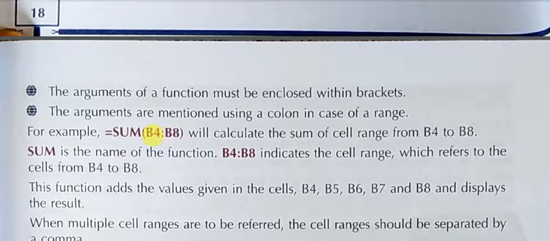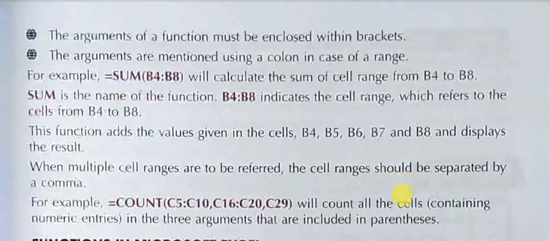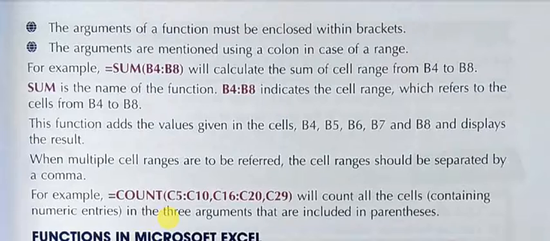This colon means that it is a continuous range of cells, meaning B4, B5, B6, B7 and B8. Here it is written as the cell range from B4 to B8, meaning all cells from B4 to B8 are included. Then this function adds the values in cells B4, B5, B6, B7 and B8 and displays the result. Similarly, there is one more example.